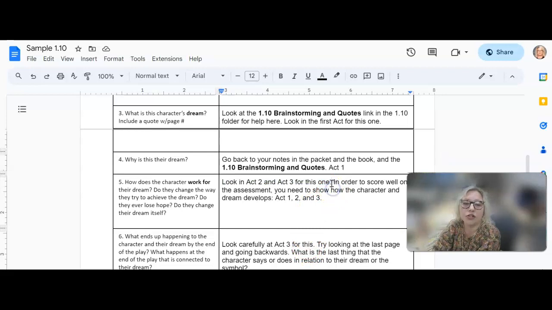In order to score well on the assessment, you need to show how the character and dream develops. And so that means that you have to write about all 3 acts: Act 1, Act 2, and Act 3. So answer this question now on the right and take some time doing it. Pause the video as you work on this one.